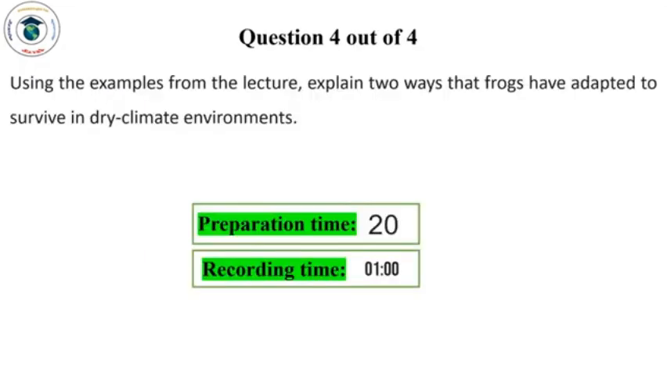Using the examples from the lecture, explain 2 ways that frogs have adapted to survive in dry climate environments.